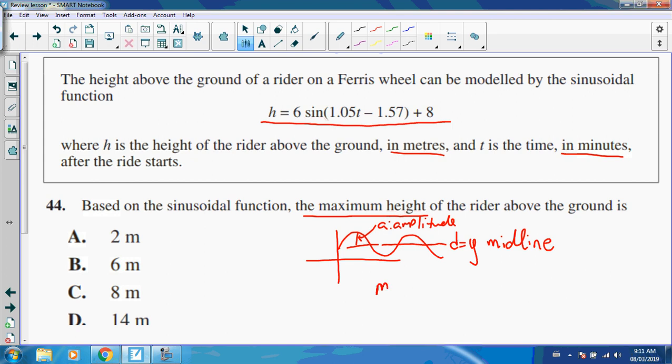So the maximum, which would be this point at the top of that peak, is the midline plus the amplitude. If I look in my equation, we should all know that 6 is the value for A, and 8 is the value for D, and 6 plus 8 is 14. So my maximum occurs at 14. Hopefully you picked answer D.